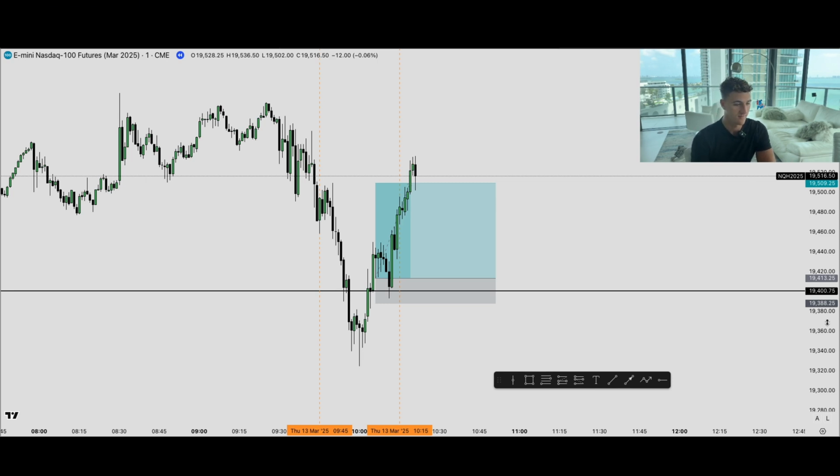And number five, make sure your entry is inside one of these 30-minute time intervals, which is a macro, in order for the trade to be the highest probability.